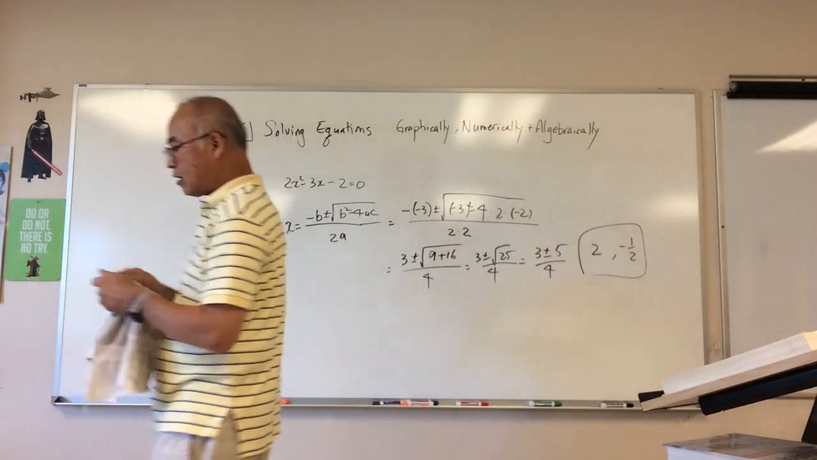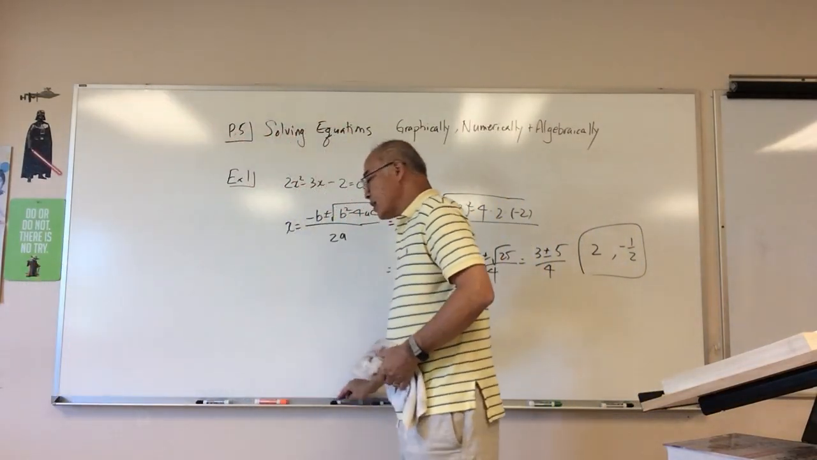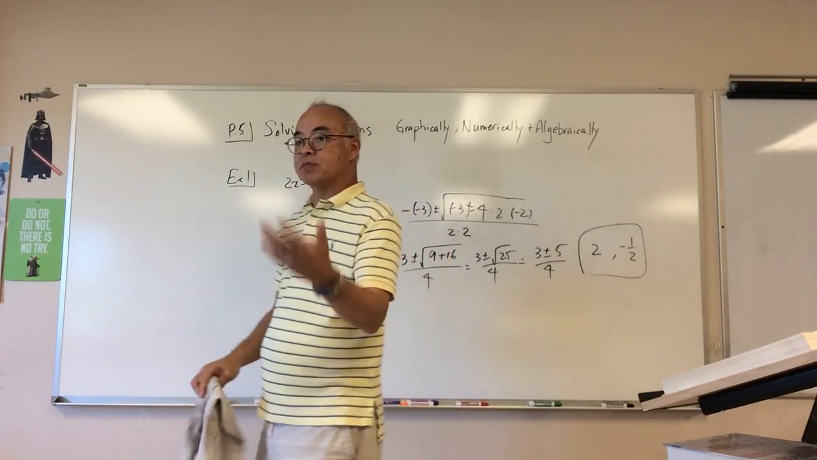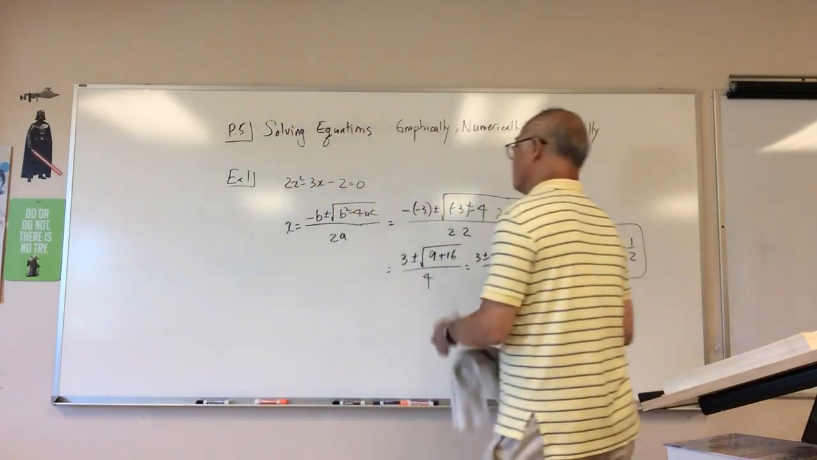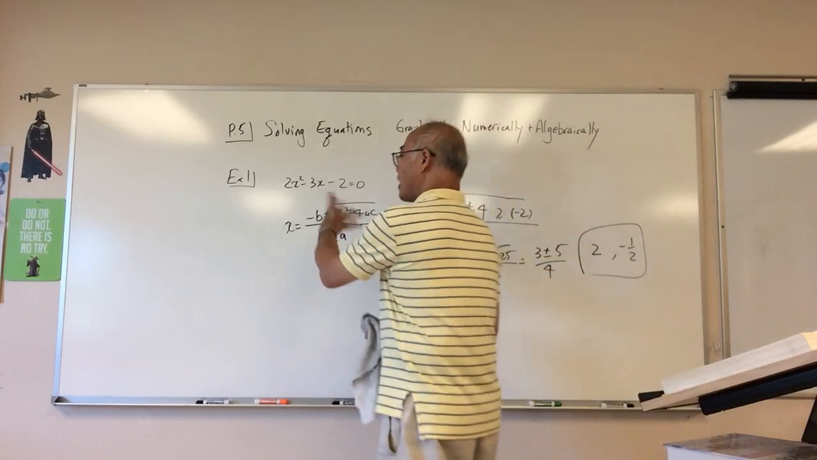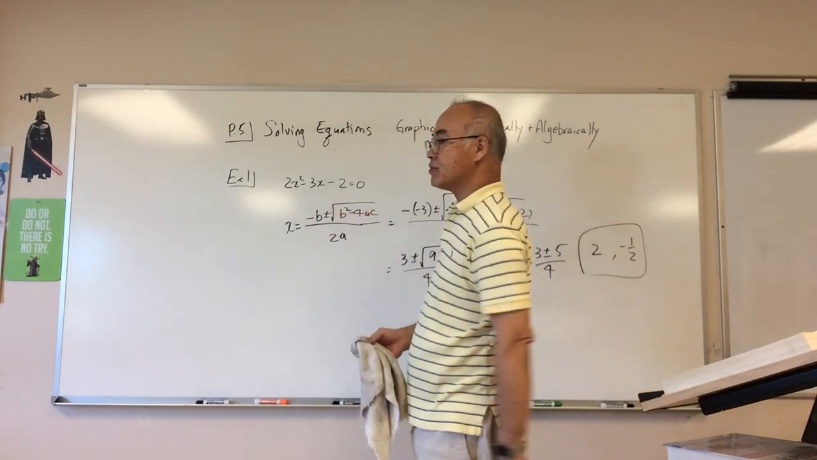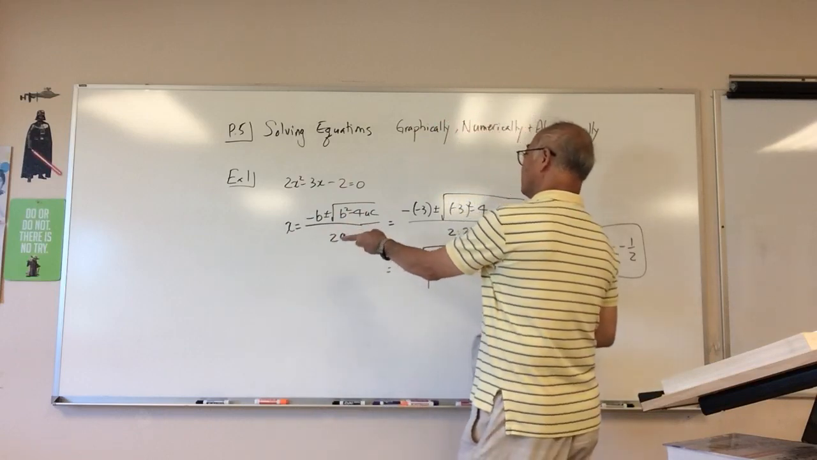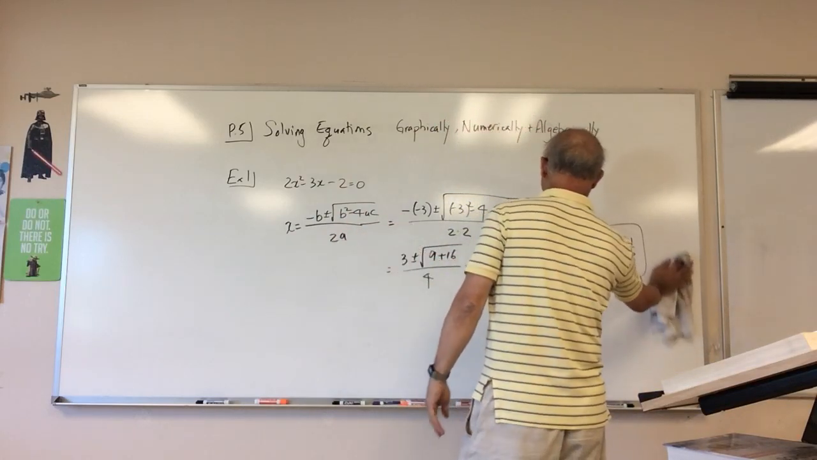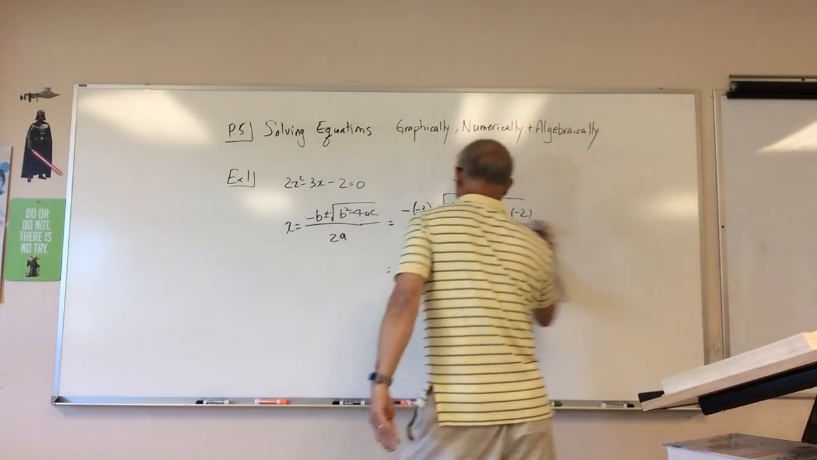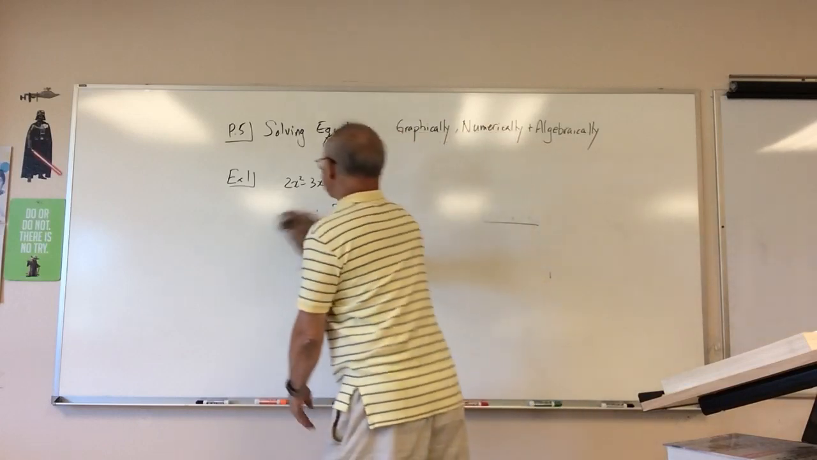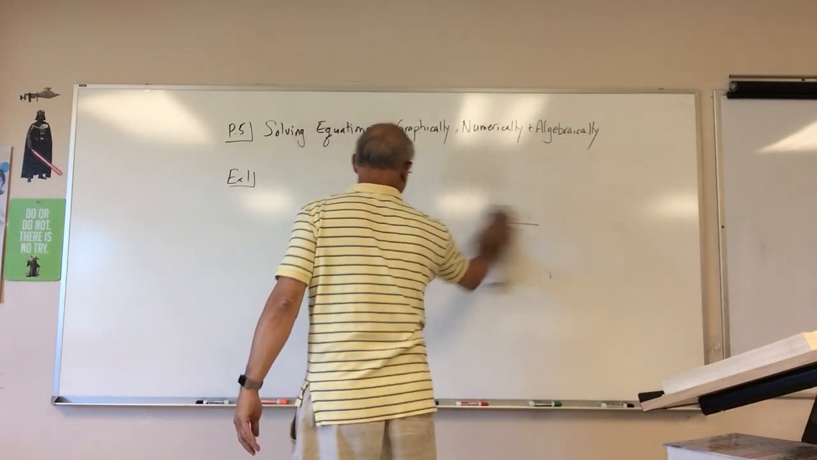Every time you get a quadratic equation, unless I tell you to solve it using a specific method, this is how you approach it. You try to factor it for about 20, 30 seconds. If you can't figure it out, then you immediately go to the quadratic formula. So that's example number 1.